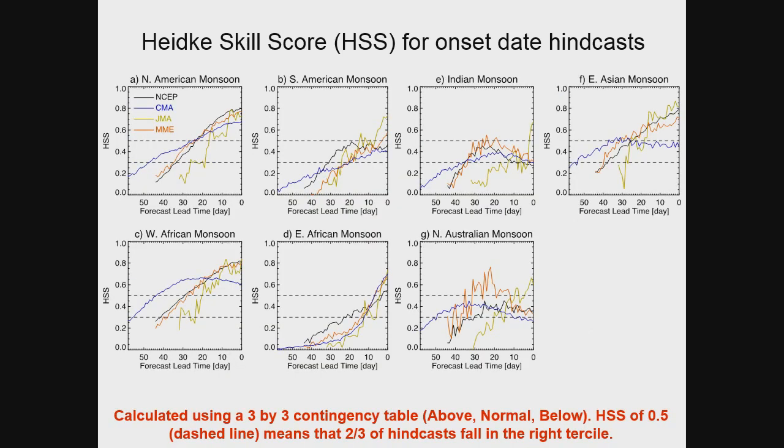So again, same metric for all the 7 regions. And again, you see how they cross the 0.3 value at least 30 days in advance for almost all regions. And some even cross the 0.5 tercile about 20 days before. But these are consistent with the previous results. So you have Indian monsoon, very low skill, and the East African monsoon also very low skill.